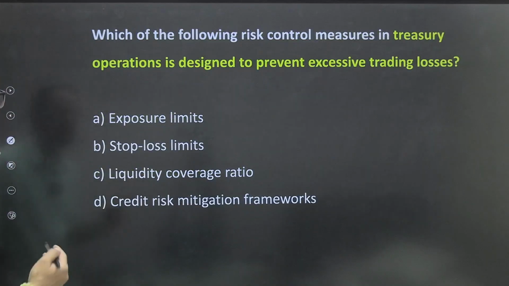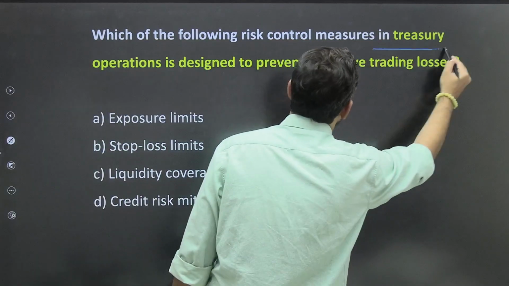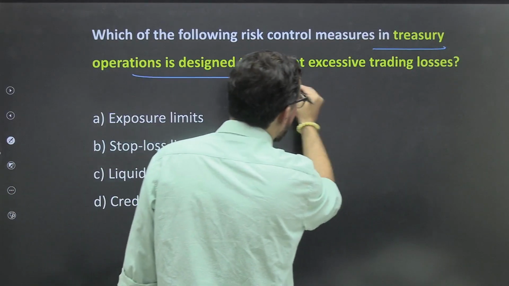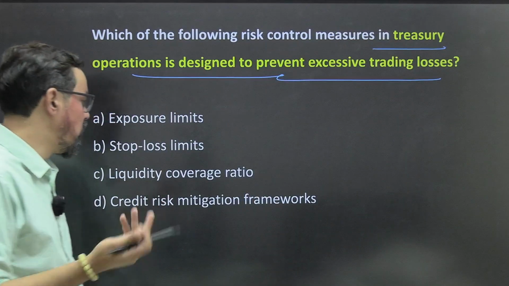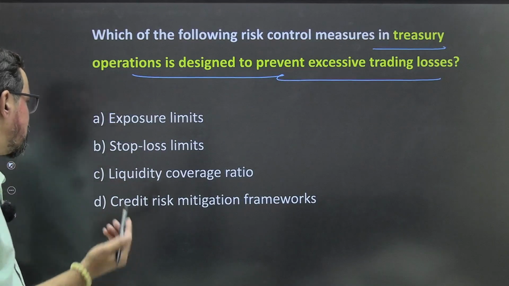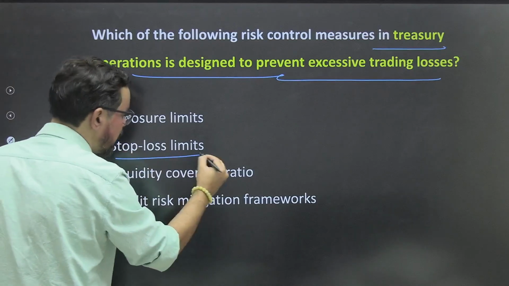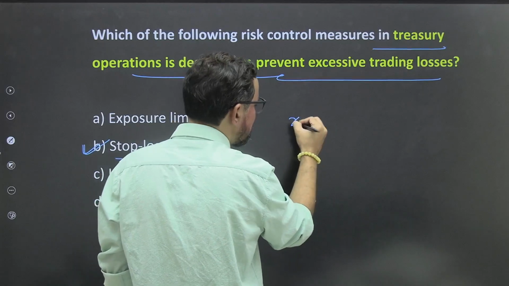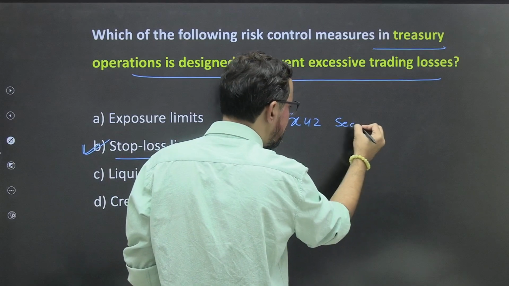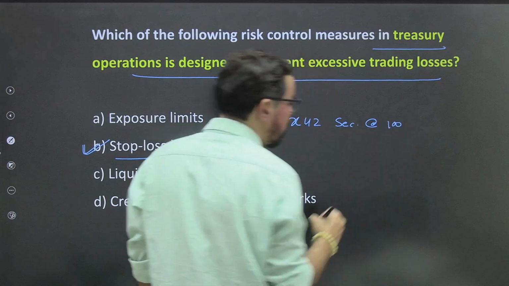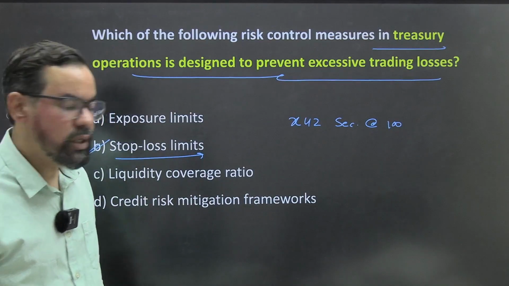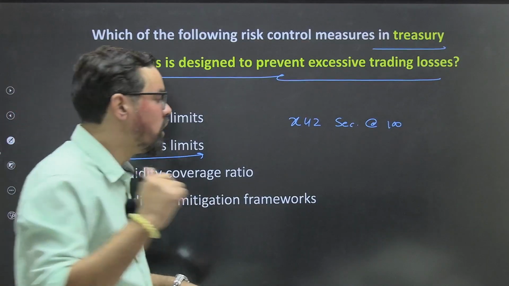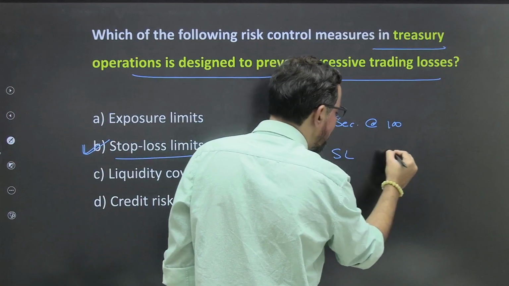All right, next one. Which of the following risk control measures in treasury operation is designed to prevent excessive trading losses? So what will you use in this particular case? Stop loss limit will be the most suitable one. Let's say, what is a stop loss? Let's say you have purchased XYZ Securities Limited at 100 rupees. Let's say as per your bank's risk appetite policy, the maximum loss we can bear in this particular security is rupees 2. So that means your stop loss will be at 98.